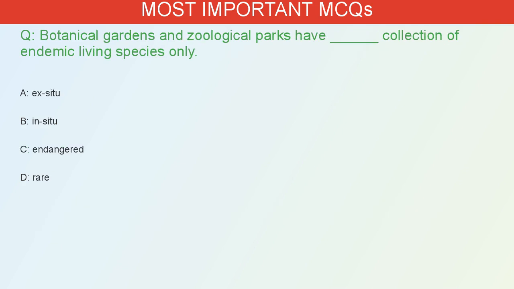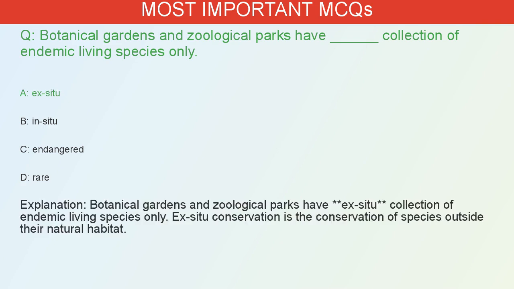Botanical gardens and zoological parks have collection of endemic living species only. A. Ex situ. B. In situ. C. Endangered. D. Rare. The correct answer is A. Botanical gardens and zoological parks have ex situ collection of endemic living species only. Ex situ conservation is the conservation of species outside their natural habitat.